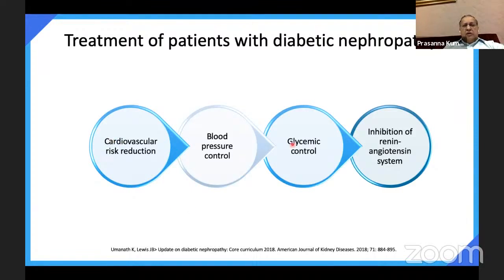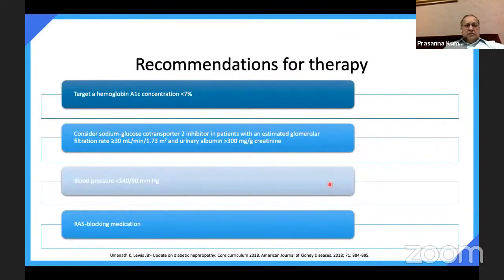Good blood pressure control, diabetes control, and inhibition of the renal angiotensin system by either ACE inhibitors or ARBs. So what are the recommendations? Try to achieve HbA1c below 7%, and please use SGLT2 inhibitors. Even up to 30 eGFR, SGLT2 inhibitors can be given because they reduce the urinary albumin excretion. They also protect the kidney and slow down the decrease in eGFR.